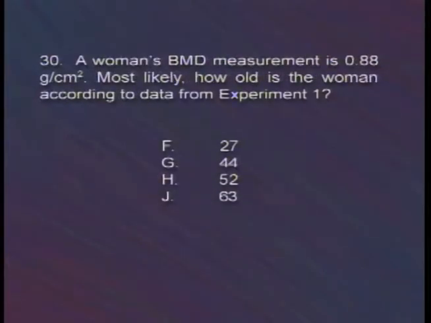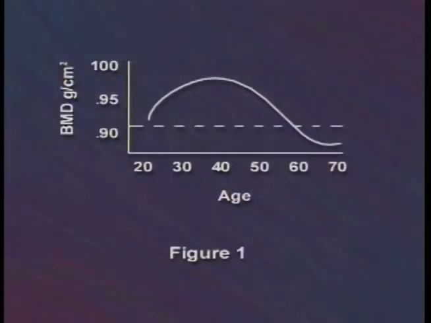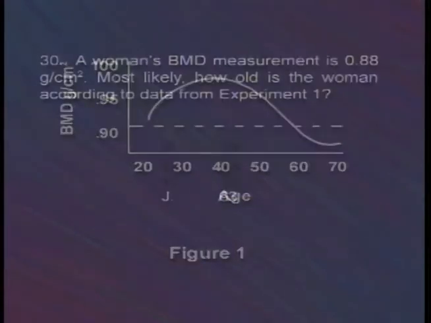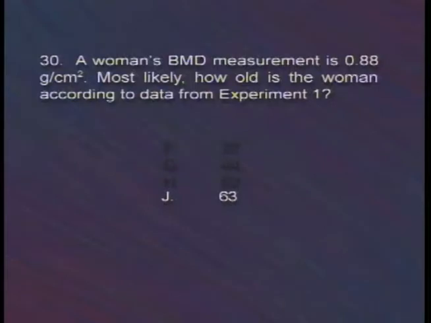Question 30. A woman's BMD measurement is 0.88 grams per centimeter squared. Most likely, how old is the woman according to the data from Experiment 1? Using Figure 1, find the value of 0.88 for BMD on the y-axis. Draw a vertical line from this point until it intersects the graph. A value of 0.88 could be found in women at ages between 60 and 70. The best answer is J. An age of 63 would match the graph.